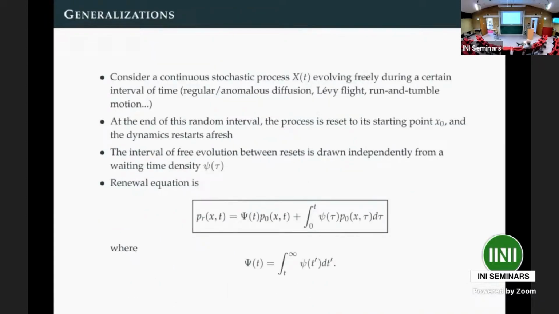Okay. And one of the reasons you can turn the handle is because you can replace Brownian motion by your favorite stochastic process, as long as you know what the solution is in the absence of resetting, and you can take the distribution of waiting times between resettings to be non-exponential, if you like. You end up with this very general renewal equation, which you can then analyze. And so you can apply it to a lot of things.